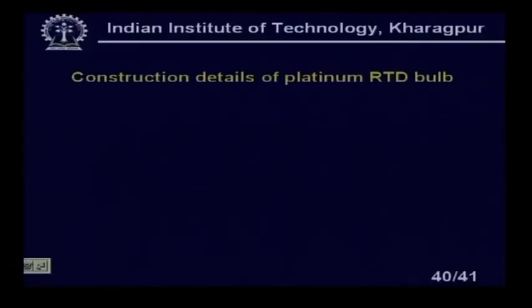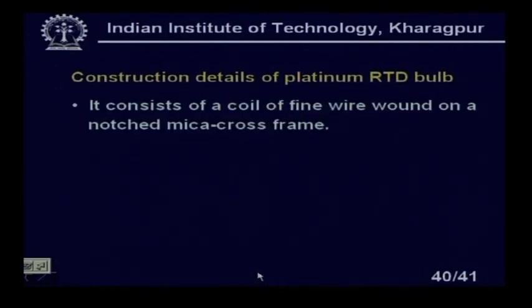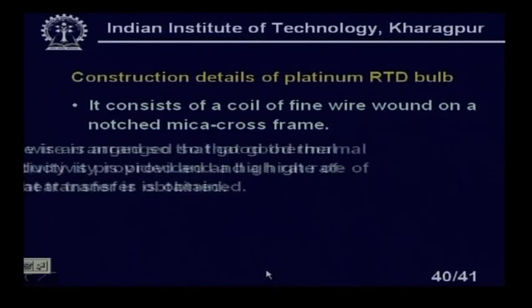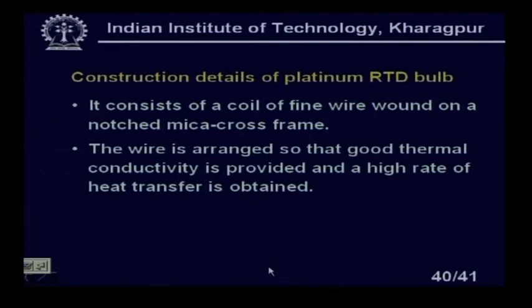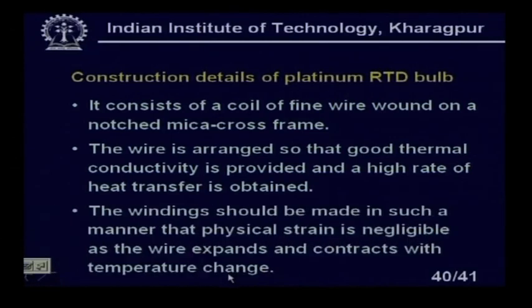Now, the construction details of the platinum RTD bulb. It consists of a coil of fine wire wound on a notched mica cross frame. The wire is arranged so that good thermal conductivity is provided and a high rate of heat transfer is obtained. This is another necessary thing, and the winding should be made in such a manner that the physical strain is negligible as the wire expands and contracts with temperature changes.